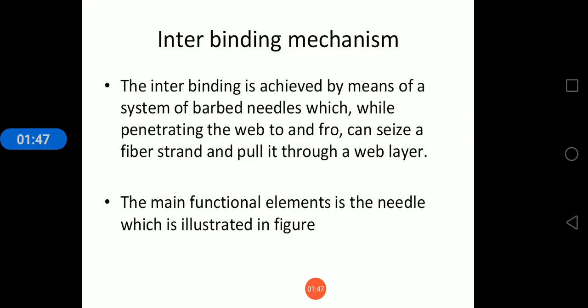The interbinding mechanism is achieved by means of a system of barbed needles which, while penetrating the web to and fro, can seize a fiber strand and pull it through a web layer. Here the interbinding is achieved by means of the needles only. By the needles only, the web laying system is produced by the manufacturing technique in needle punching. By the to and fro motion only, the fibers are totally attached fiber to fiber by sides.